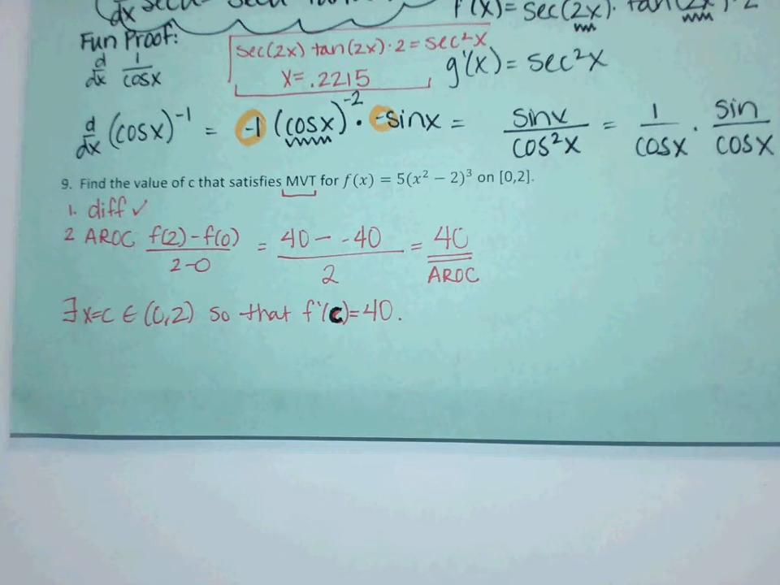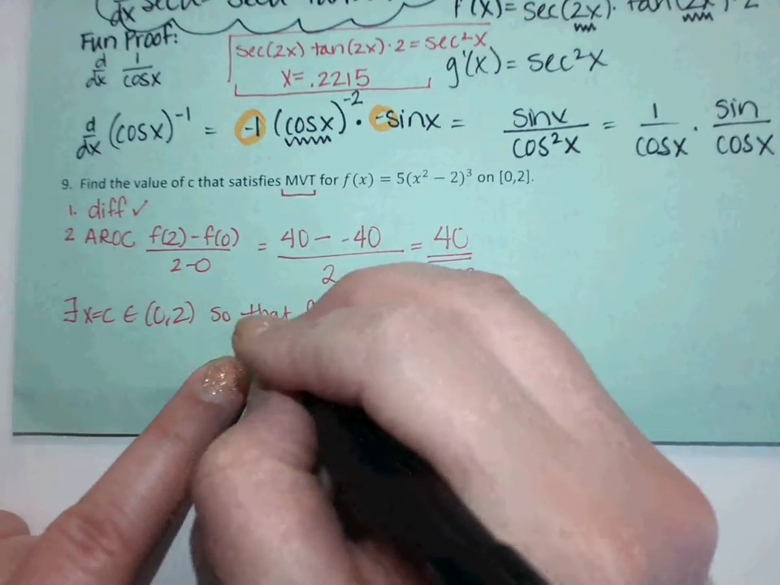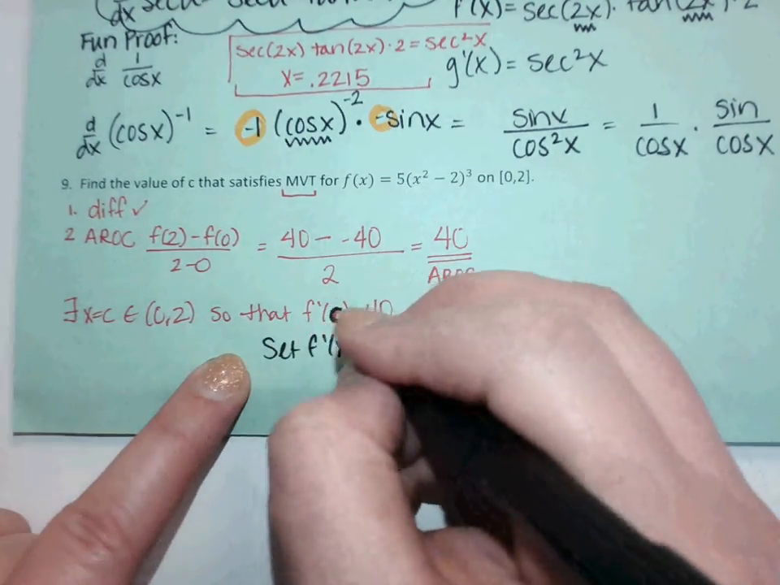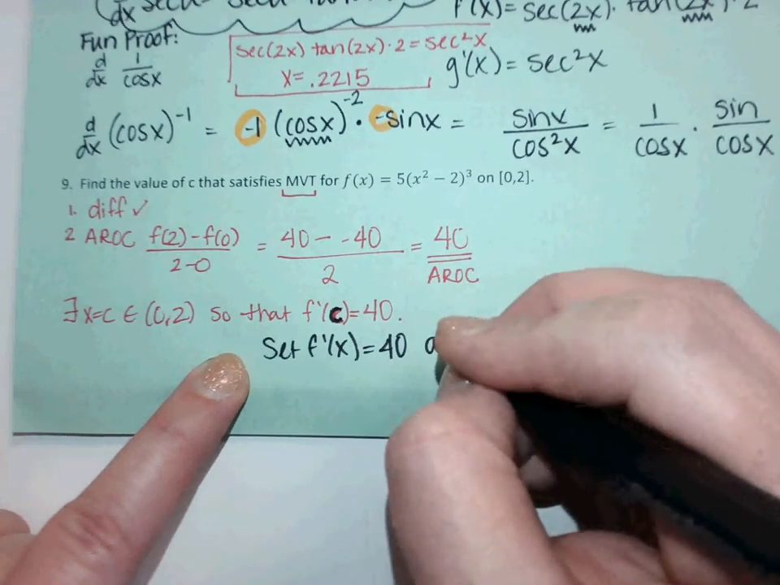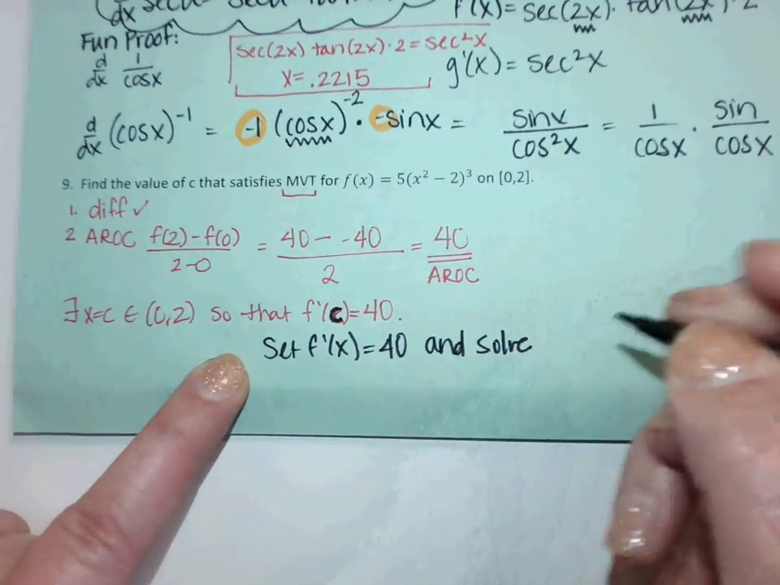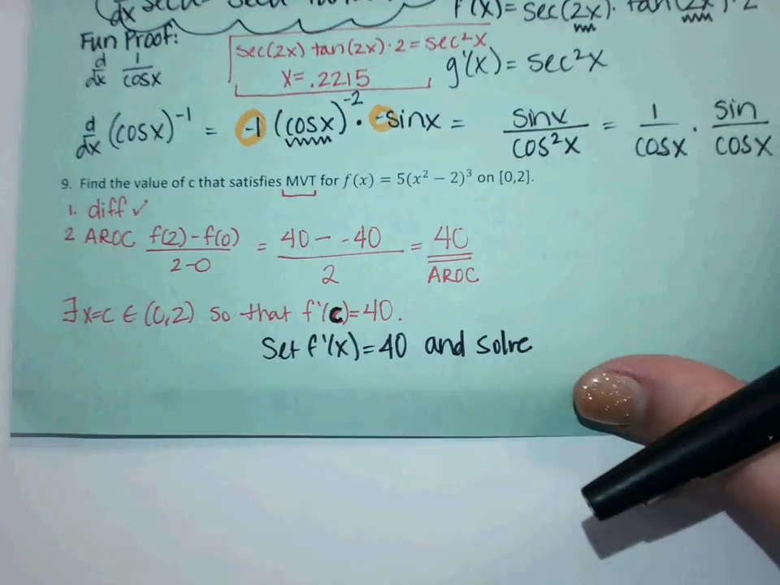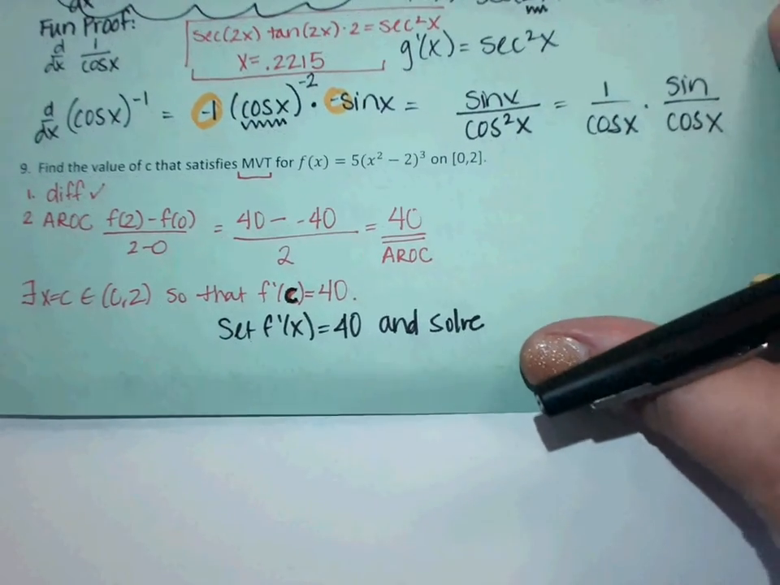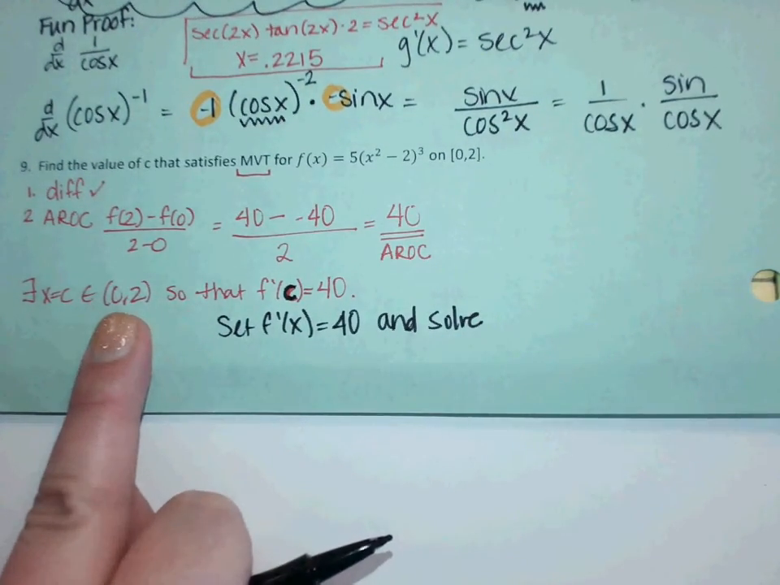So take the derivative for me by hand. What rule are you going to need? Chain. Chain rule, very good. So I'm going to set f prime of x equal to 40 and solve. Now, question, where should my answer be on what interval? 0 to 2. X should be within 0 to 2. So if I get a number outside of that, I don't even want it. I only care about a number in there.